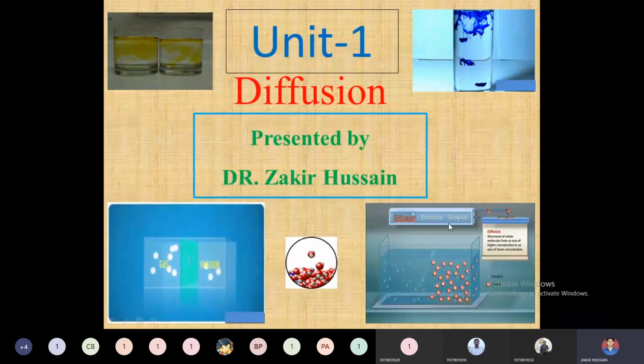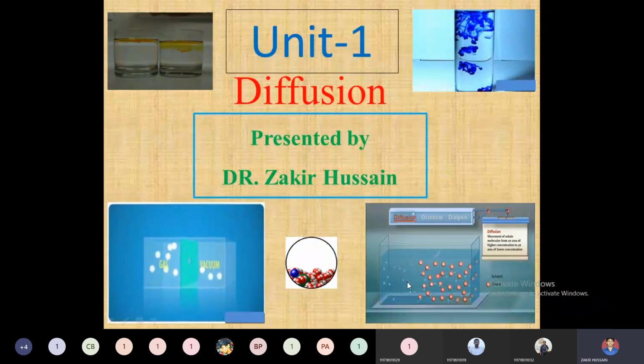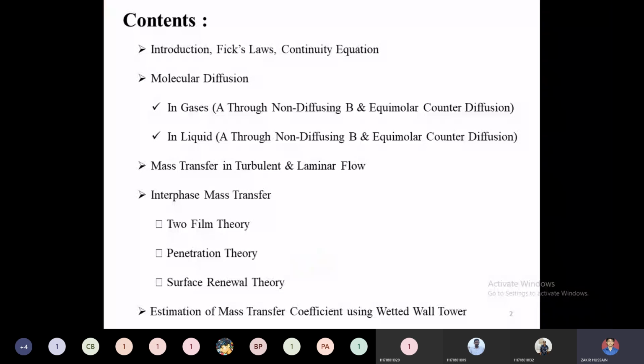Some solvent is there, and in that solvent the solid particles are getting dissolved. That is nothing but diffusion. So the Unit 1 contents are like this. The introduction: what is diffusion, and what are the examples of various diffusion processes for gases and liquids. We have discussed that in the introduction chapter.